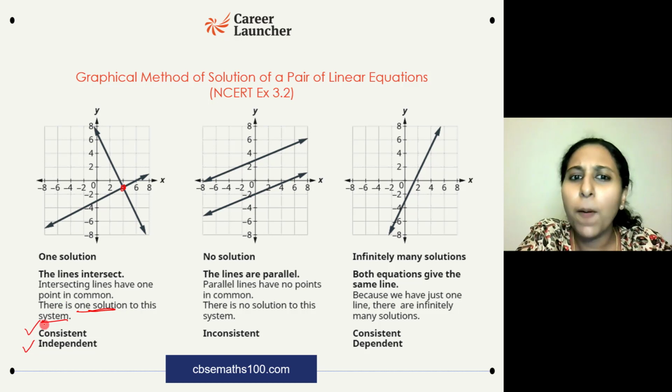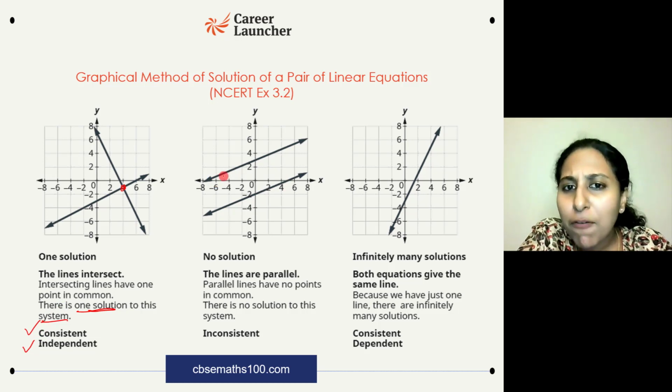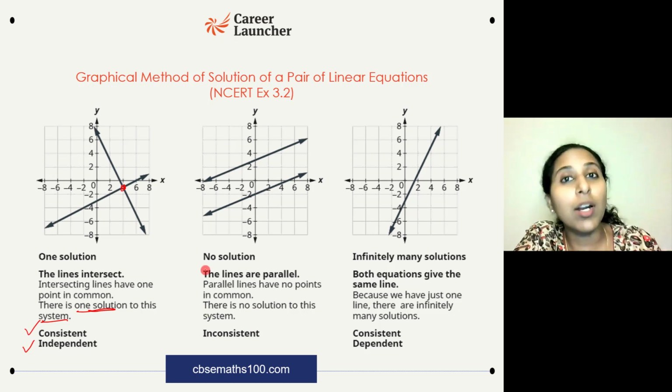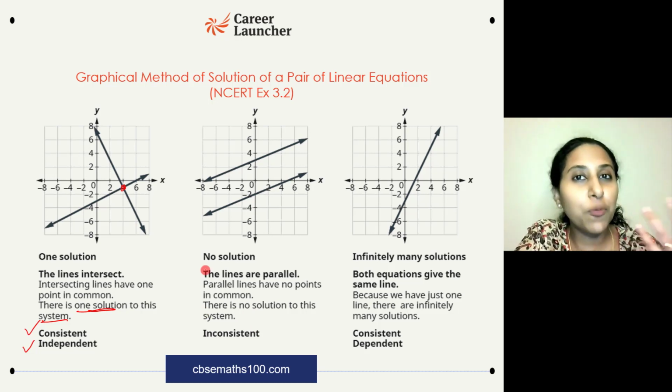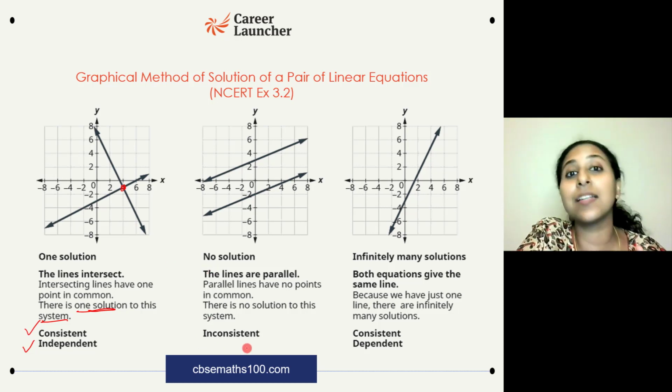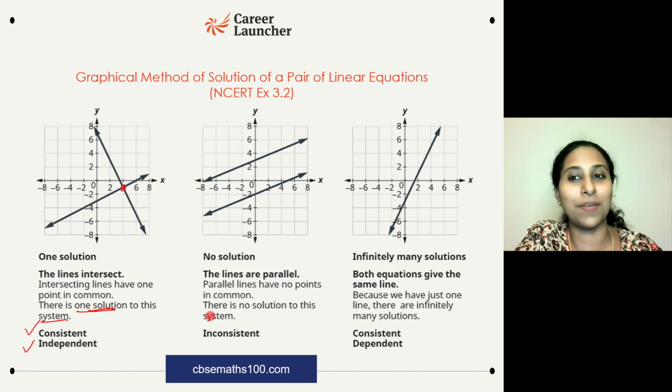Let's look at the case for parallel lines. When you have parallel lines, they never meet each other, which means there is no common point. No common point means no solution. And in this system, we call it inconsistent. You're calling it inconsistent because you're not getting a solution. For something to be called consistent, at least one solution should be there. This is an inconsistent system where you're having no solution.